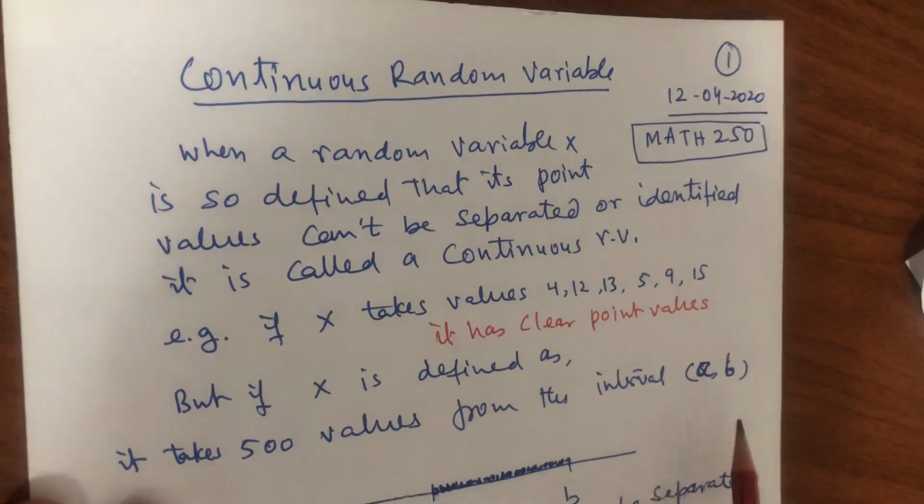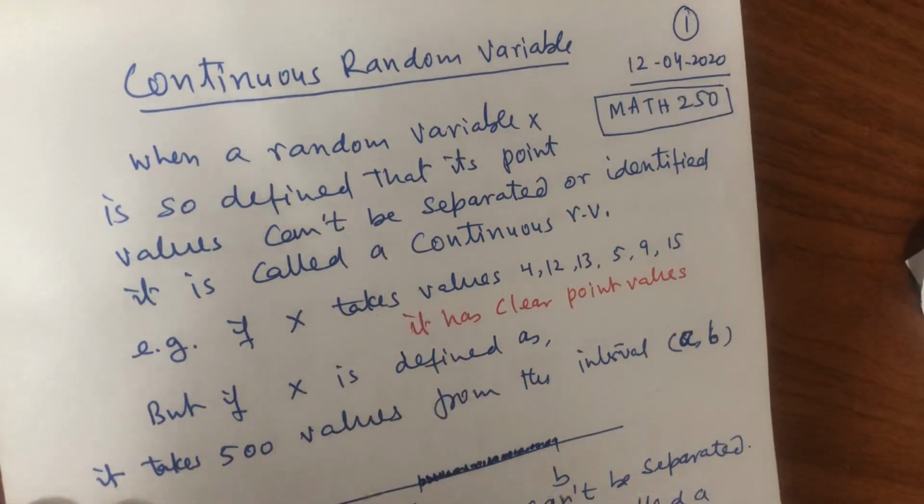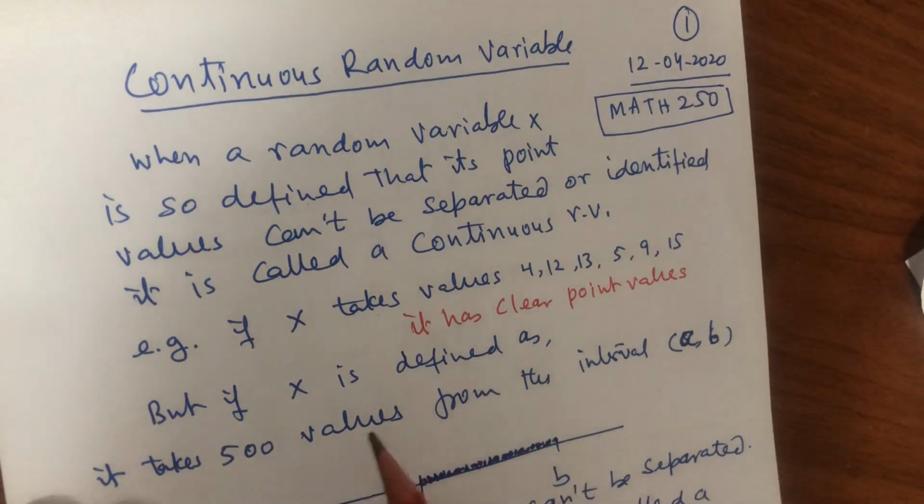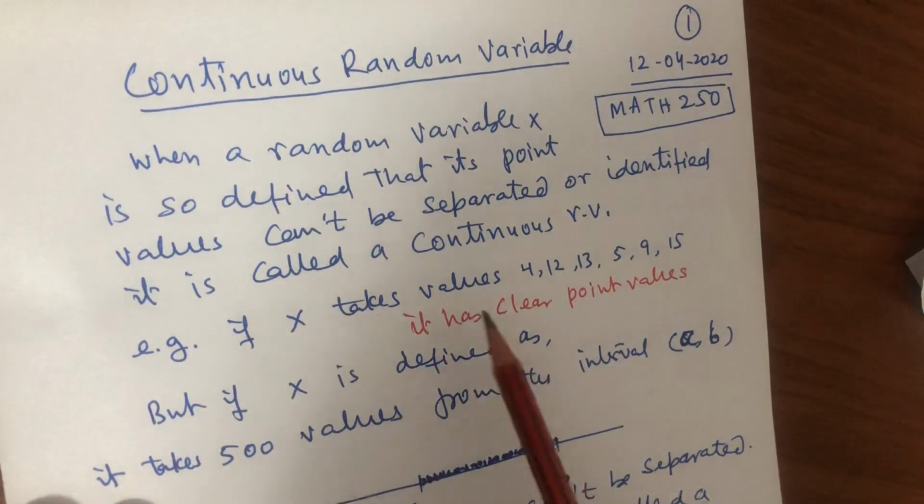In my last video, I discussed the discrete random variable and some of its properties. Now I am with you with the continuous random variable. When I defined a random variable, I told you there are two types: one is discrete and one is continuous.